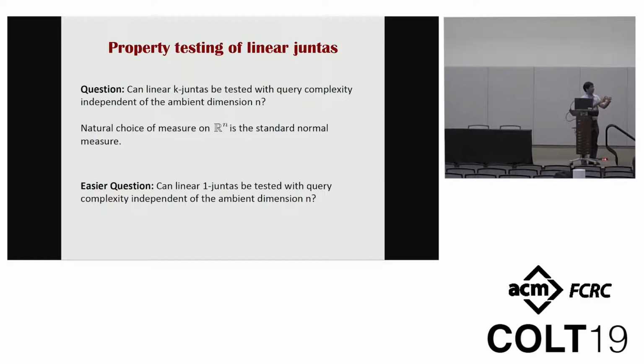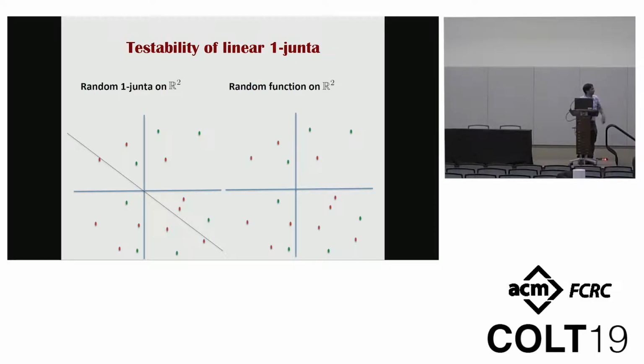So that's what we want to know. You have been given oracle access to a function f. You want to know: is this function dependent on just k directions, or is it far from dependent on k directions, where far between two functions is measured with respect to the standard normal measure? So let me ask a slightly easier question. Can we make k equal to 1? Can linear 1-juntas be tested with query complexity independent of the ambient dimension? And I would like to argue that, as stated, you cannot do it with any finite query complexity. Here's the reason why.